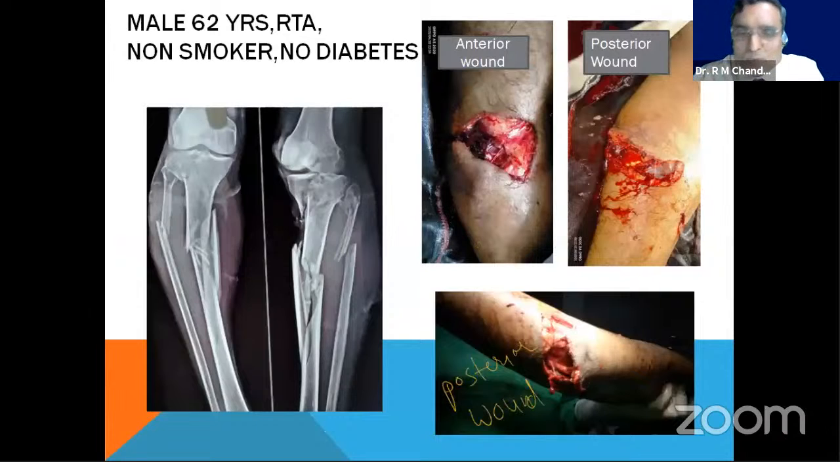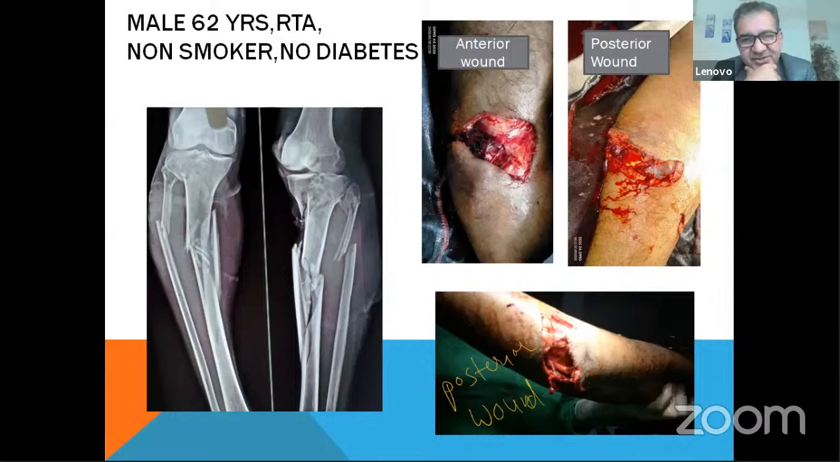Sure. For the faculty members, you have this patient. He's 62 years old, road traffic accident. He's a non-smoker, non-diabetic, quite healthy. And he has this anterior wound and a posterior wound. And this is the fracture. So how would you approach, sir?